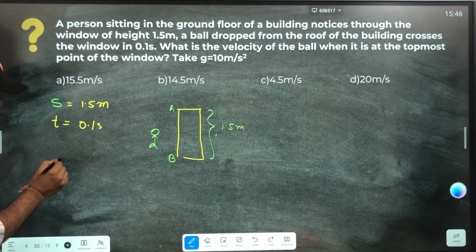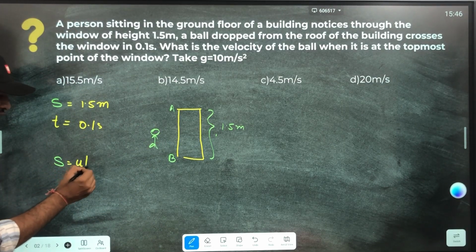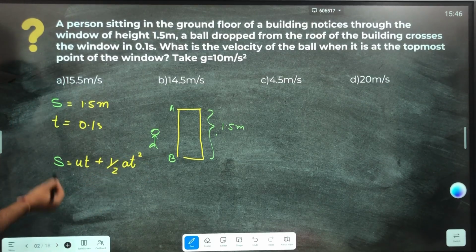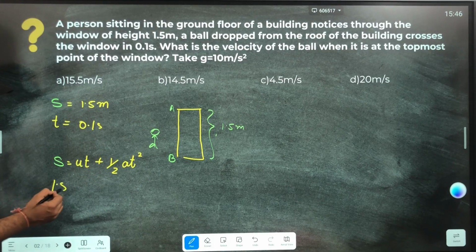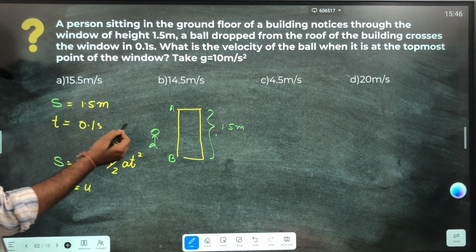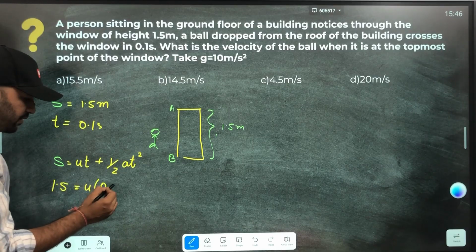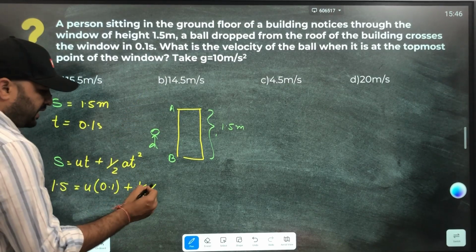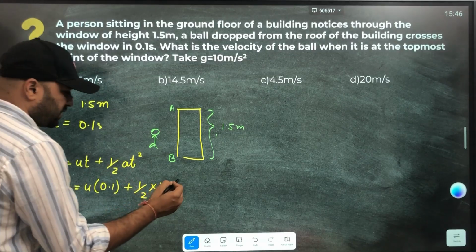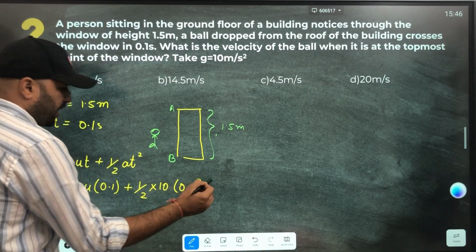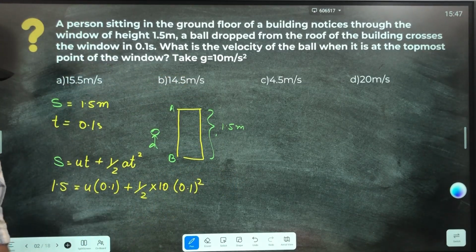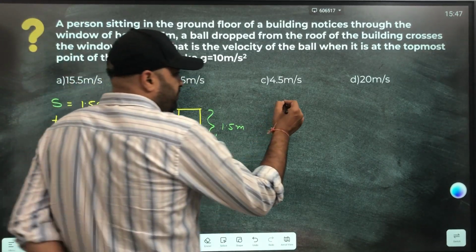So s will be equal to ut plus half at square, right? I hope this is clear. Now s is nothing but 1.5. What is our initial velocity while going down? We are looking for that. What is the value of t? t is 0.1, so 0.1 here, plus half. And what is g? Acceleration due to gravity is 10, and t square, which is 0.1 square. Clear? So when you are going down, this will be your equation, and here it will be 1.5.